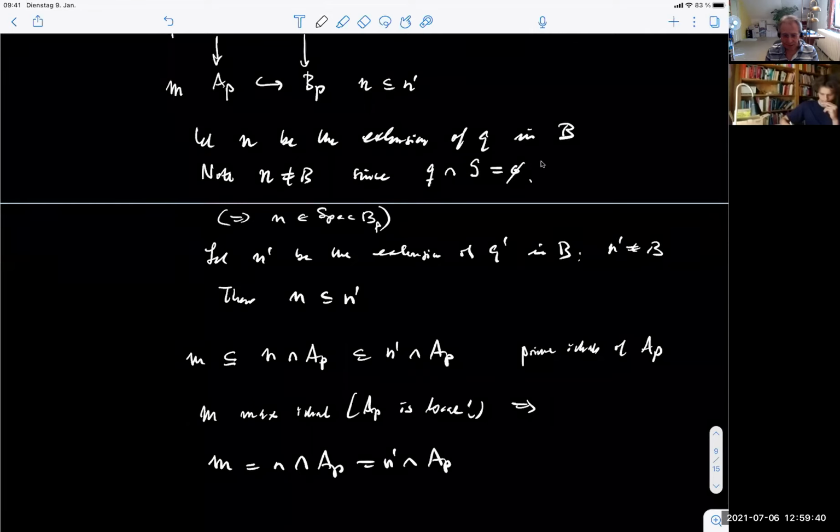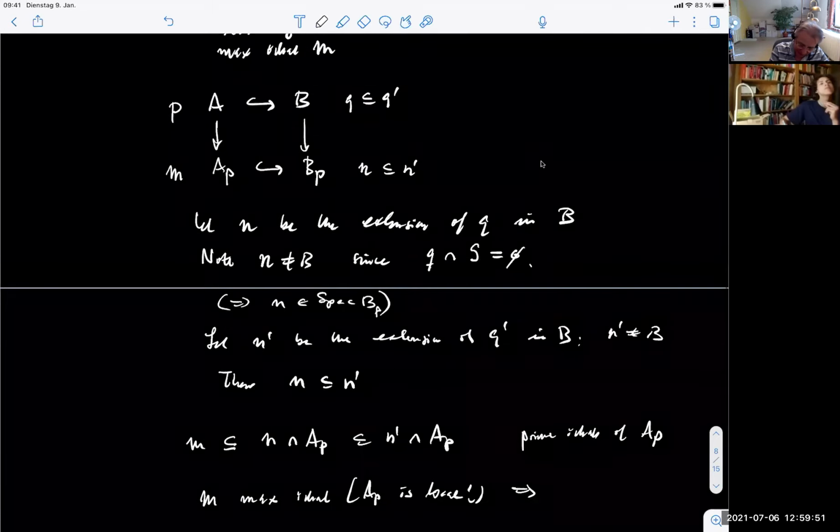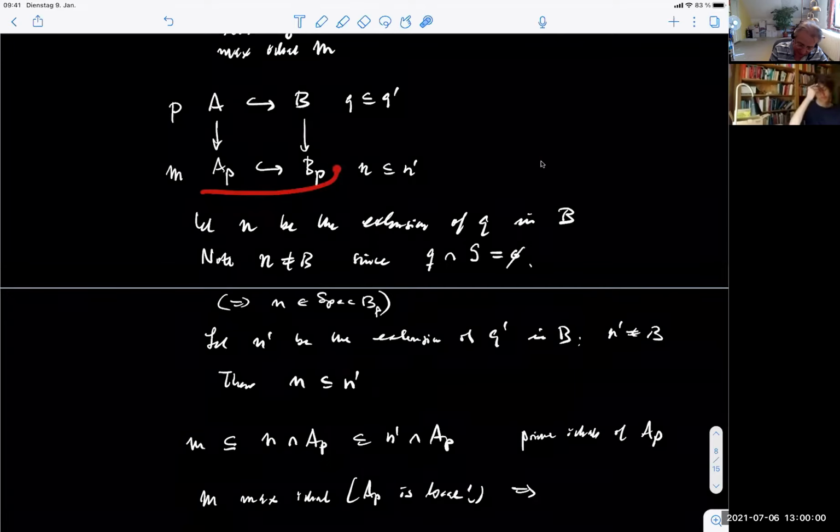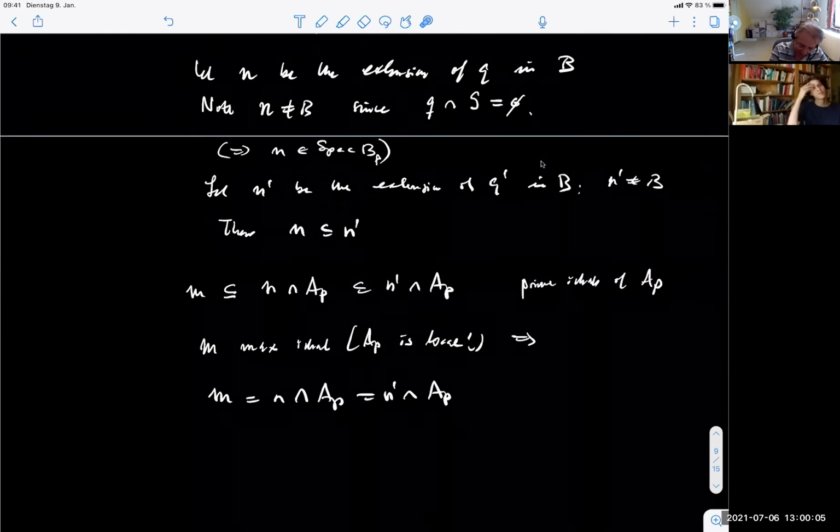Okay, good. But this proof is really nice. Now let's have a look at this extension. This is an integral extension, okay? So maybe I can write: integral extension.